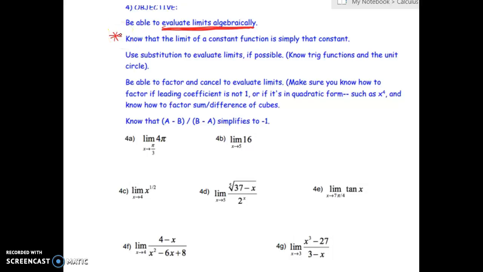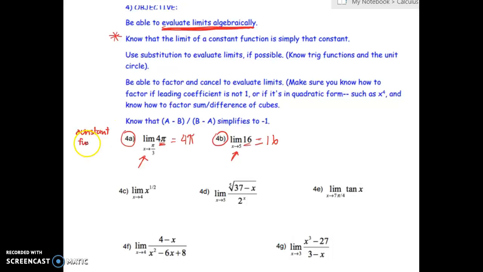You need to know that the limit of any constant function is simply that constant. So if you look at 4a and 4b, these are both constant functions. It doesn't matter what's in here. Does not matter. The answer, the limit as x goes to absolutely anything, is just that number. So the first one is 4 pi. The second one is 16. So we'll just make a note out here that a and b were constant functions.